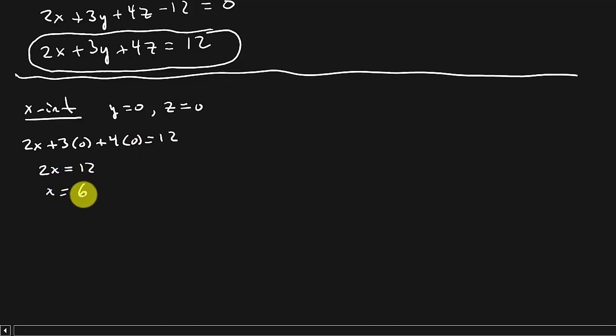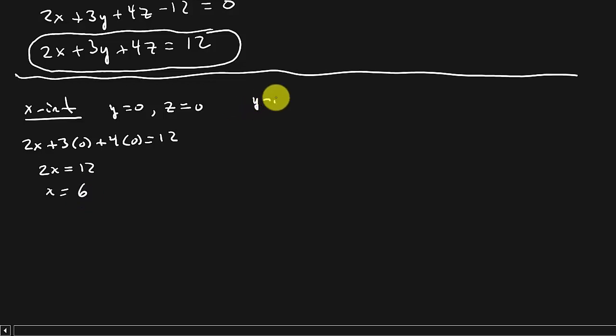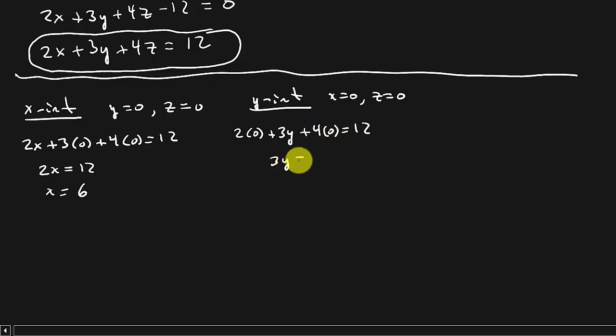All right? And then we can do the same thing for the y-intercept and the z-intercept. So the y-intercept, well, it's on the y-axis. So that means x is 0 and z is 0. And so I've got 2 times 0 plus 3y plus 4 times 0 equals 12. So 3y is 12, y equals 4. Oh, and let's go ahead and write the points. So there's that point, right? Y and z are 0, x is 6. This point would be 0, 4, 0.